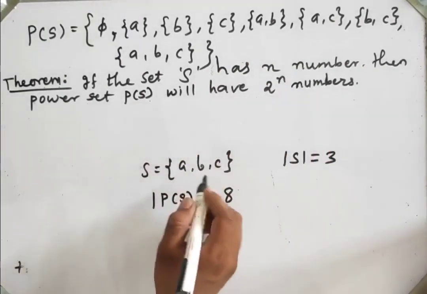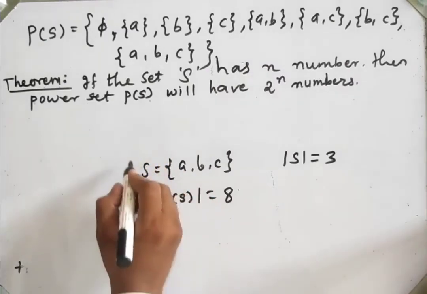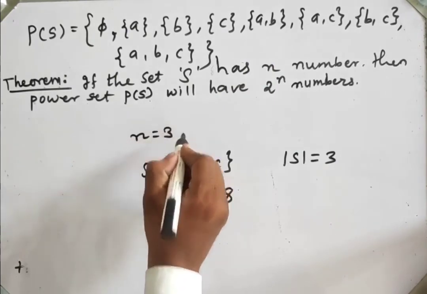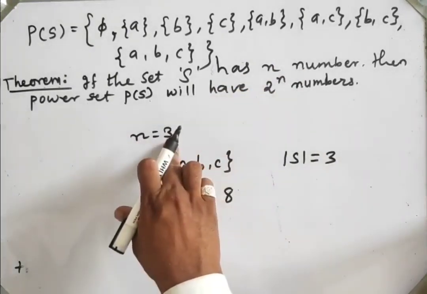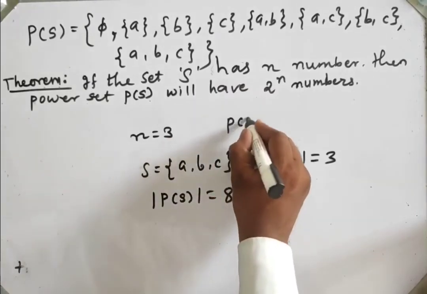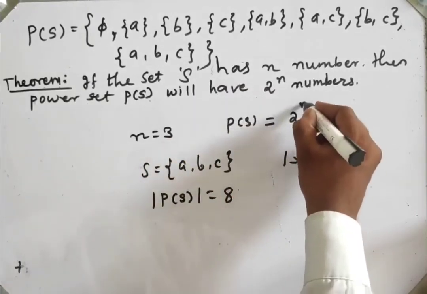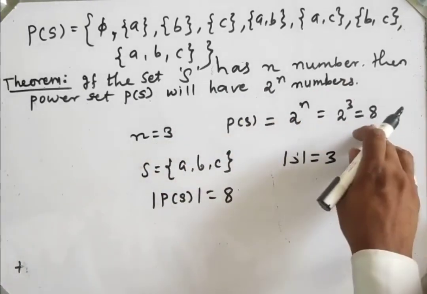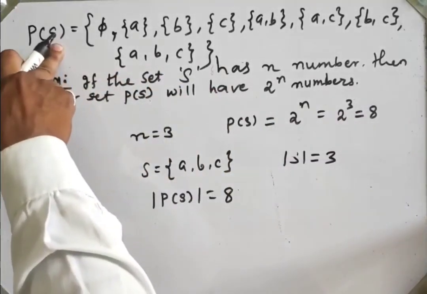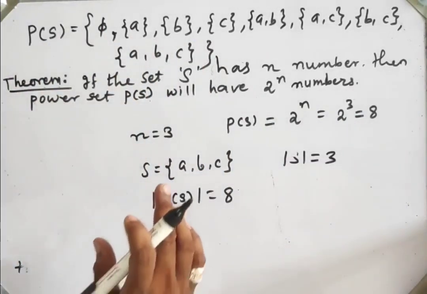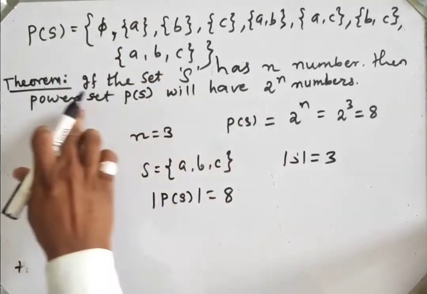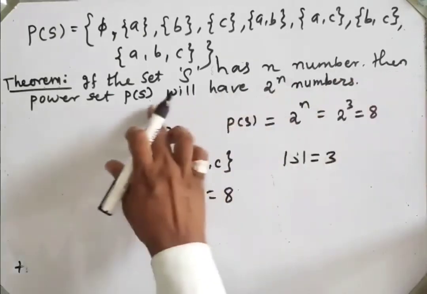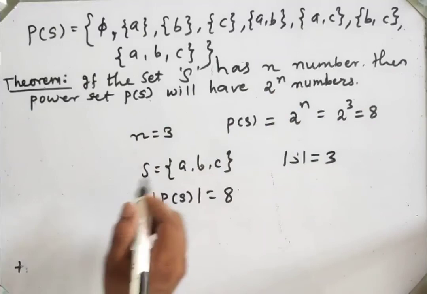So here in set S, how many elements? 3. So n is equal to 3. If set S has n elements, then its power set P of S has 2 raised to n elements. What is the value of n? 3. So 2 raised to 3 is equal to 8 elements. So the power set P of S has a total of 8 elements. So this is the theorem: if the set S has n numbers, then the power set P of S will have 2 raised to n numbers.